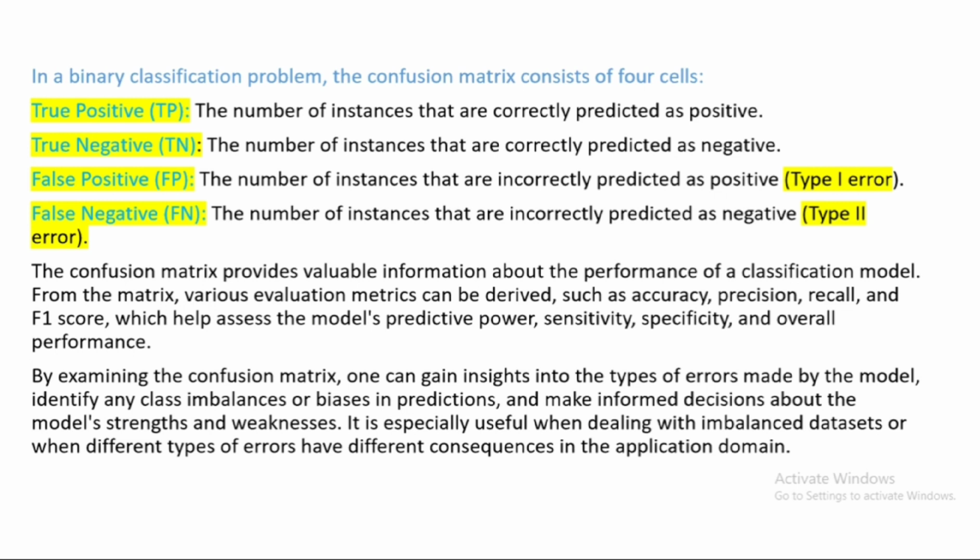By examining the confusion matrix, one can gain insights into the types of errors made by the model, identify any class imbalance or biases in predictions, and make informed decisions about the model's strengths and weaknesses. It is especially useful when dealing with imbalanced datasets or when different types of errors have different consequences in the application domain.